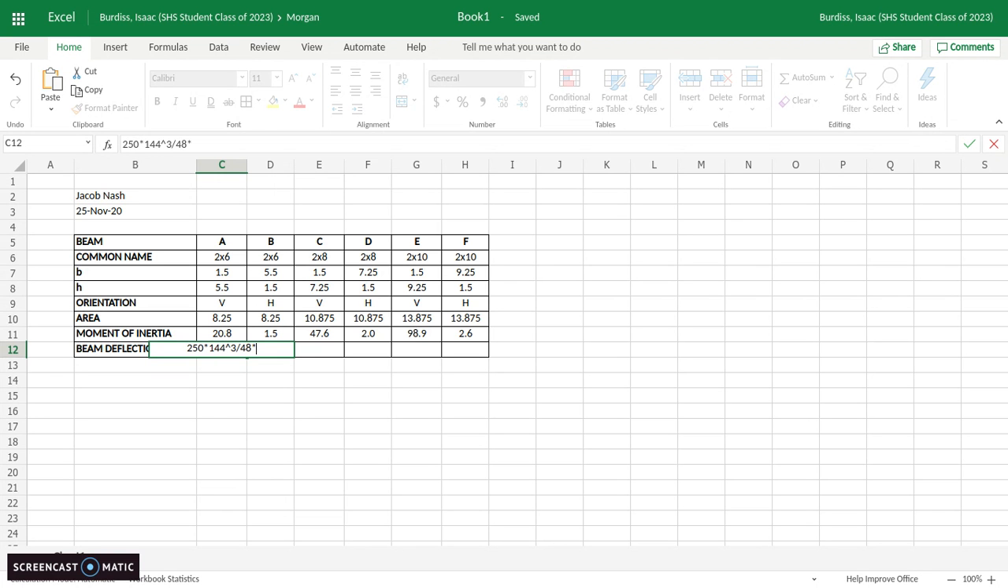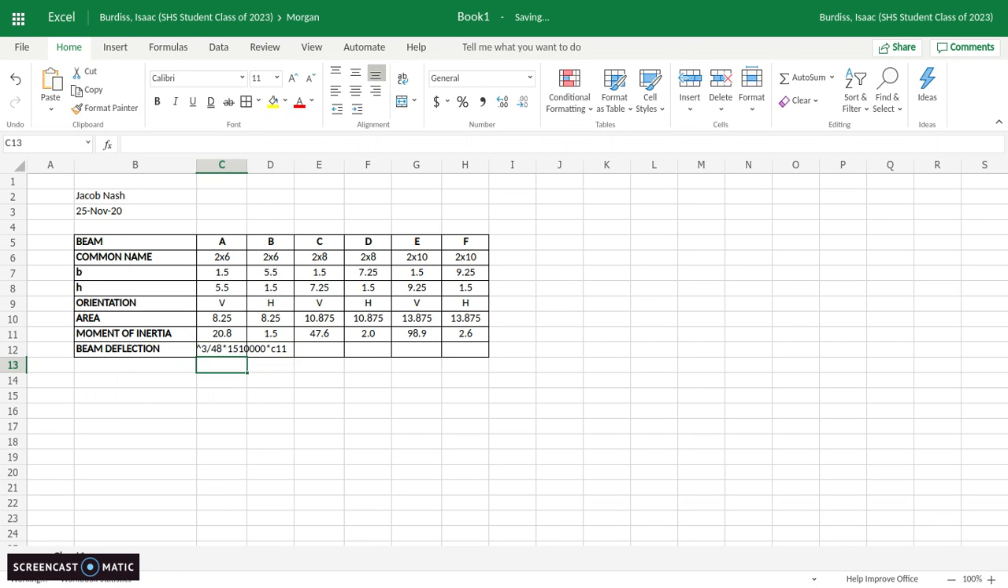Then divide that by 48 times E, which E is going to be, what was it for this one? 1,510,000, and then times the moment of inertia. So that's cell C11. That looks crazy, but then we push enter.